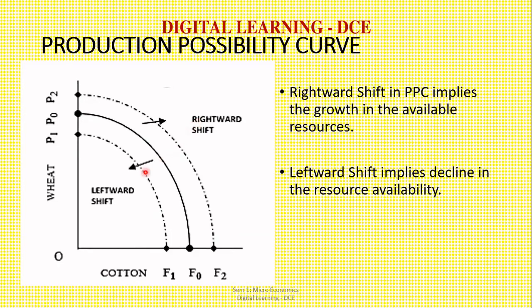Similarly, the leftward shift in the PPC, as you observe over here with P1F1, is representing the decline in the resources available. It could be man-made reasons or natural reasons. It could be war or any natural calamity because of which the resource availability in the economy has declined, as a result of which the national output has declined, the economic growth has declined, and maybe technological advancement is not there because of war or because of any natural calamity. So this is the way in which production possibility curve helps us in understand the problem of economic growth.